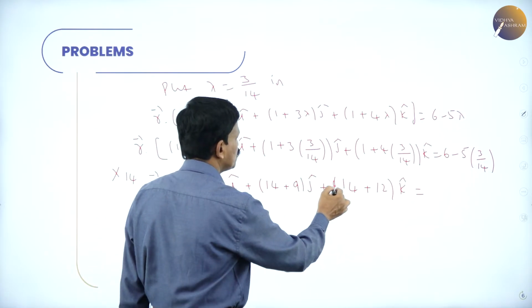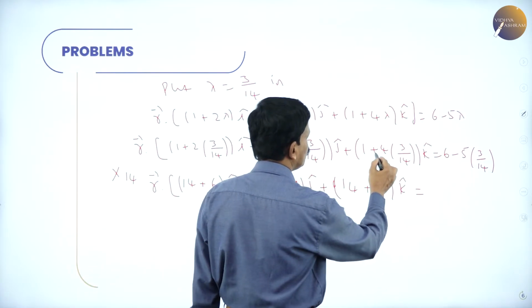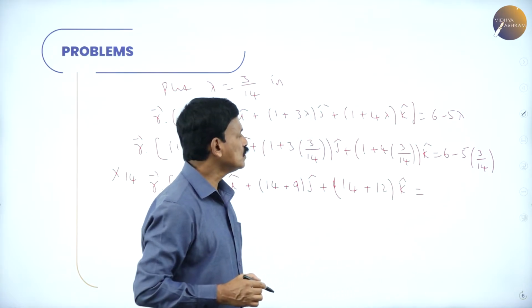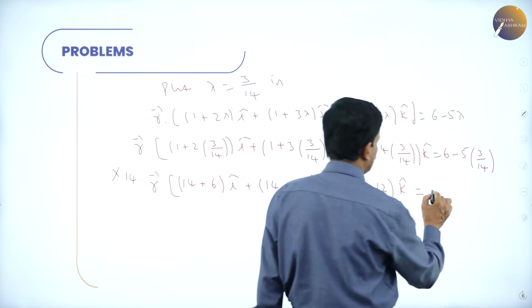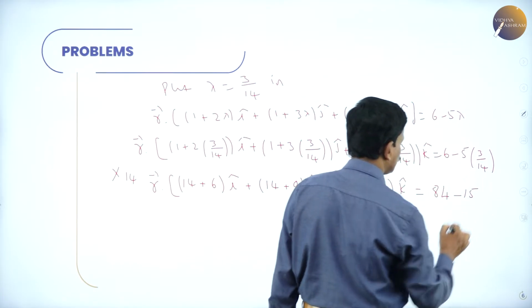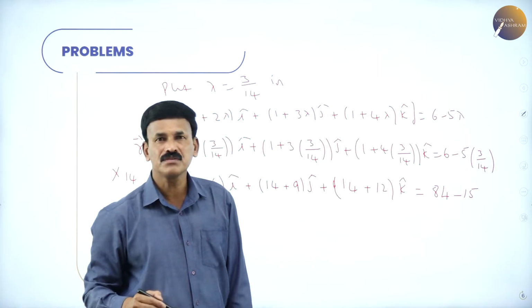3 3s are 9 times j. 14 into 1 is 14. This 14 gets cancelled. 4 3s are 12, k is equal to 14 into 6 is 84, minus gets cancelled. 5 3s are 15. That's it. Simplify, you will get the final answer.